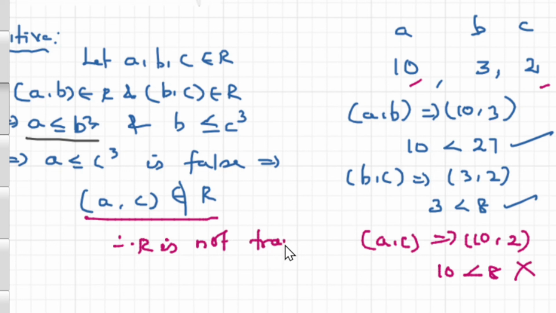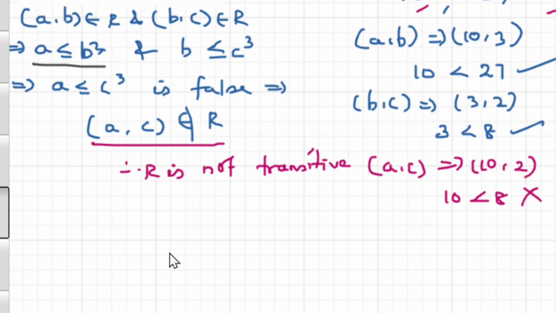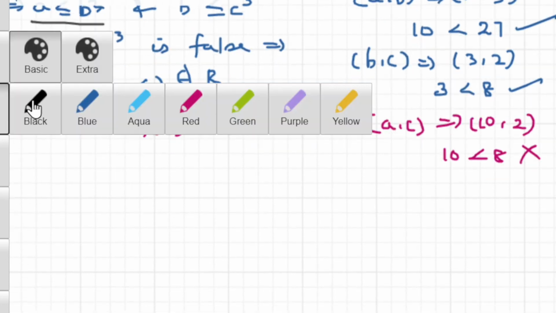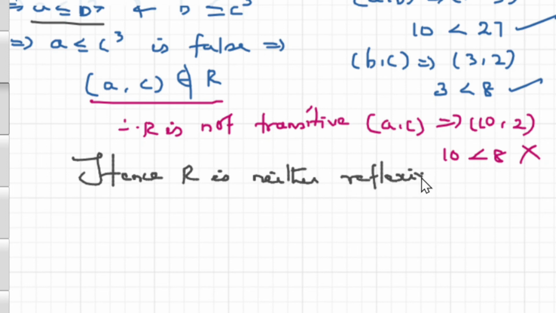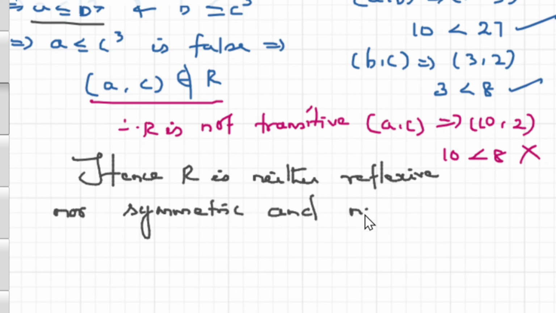So therefore R is not transitive. This is not transitive, and hence R is neither reflexive nor symmetric and not transitive.